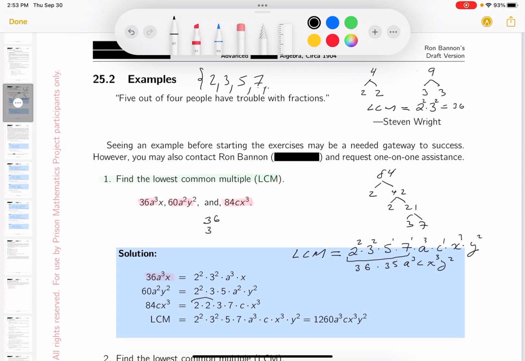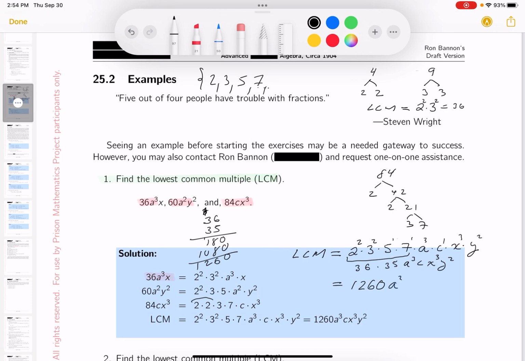36 times 35. 5 times 6 is 30. 5 times 3 is 15. 15 plus 3 is 18. Let's see. 3 times 6 is 18. Okay. 3 times 3 is 9, and then I get 10. What do you get? 0. 8 and 8 is 16. Carry the 1. This is 2. 1, 2, 6, 0. That's a pretty nasty looking number, by the way.